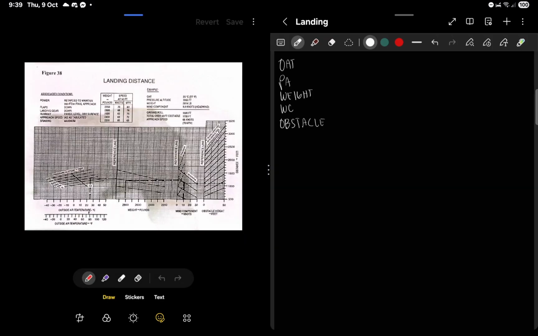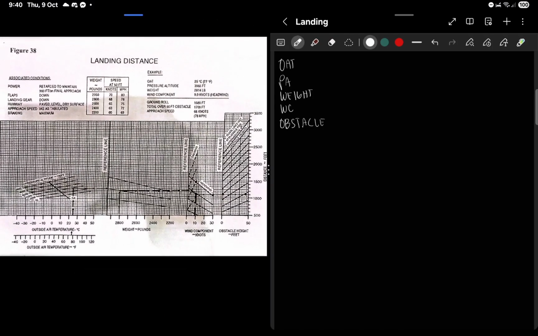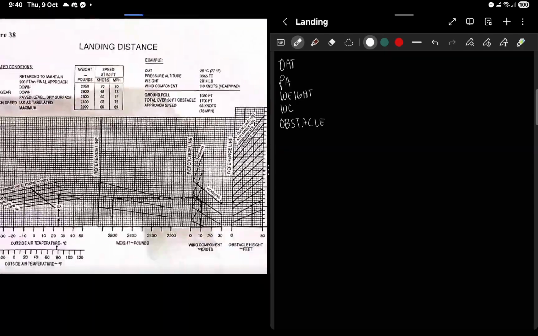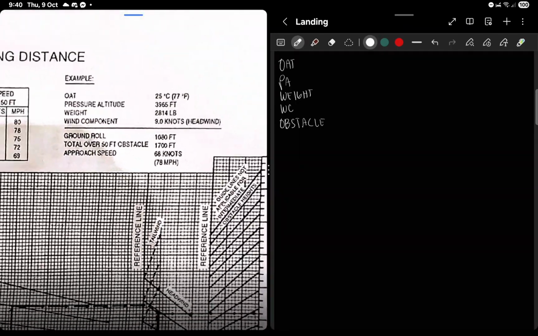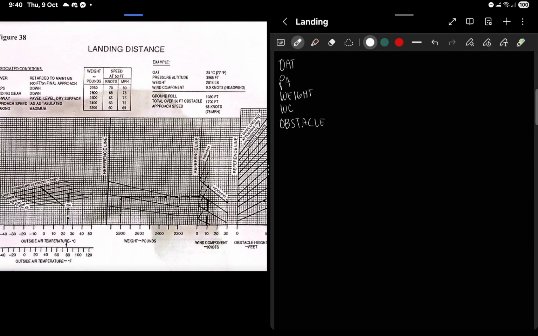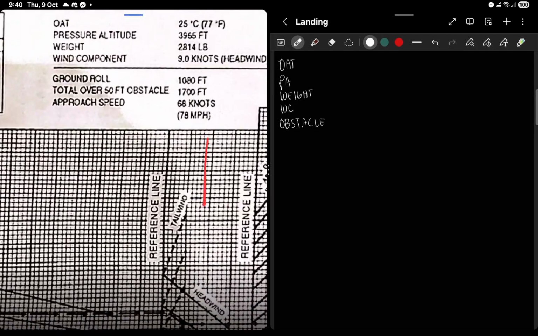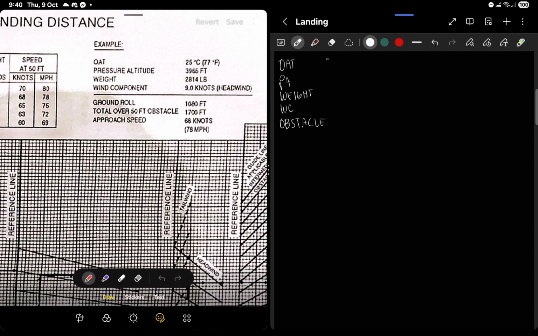So now we have our landing distance table. Now I don't know why I didn't do this earlier, but we have an example right in our table right here. And so we'll be using those conditions, and we'll be trying to figure out our distance, our ground roll. So right here, we have our outside temperature as 25 degrees Celsius or 77 degrees Fahrenheit. Our pressure altitude of 3,965 feet.